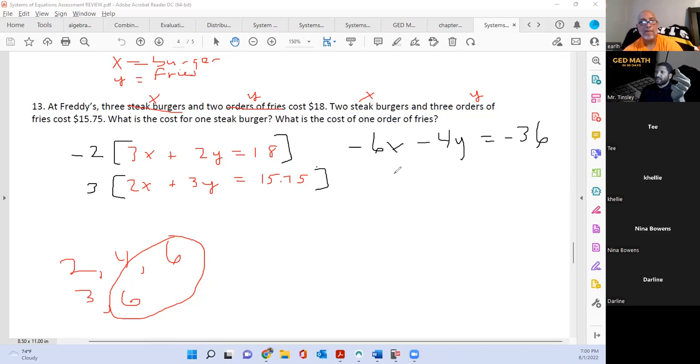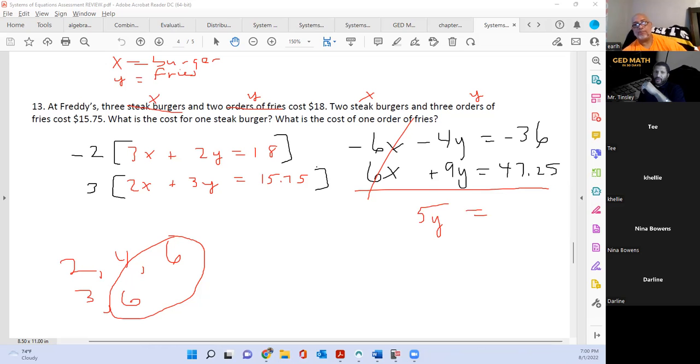And we bring this along, 6x plus 9y equal, what's 1575 times 3? So we got 45. And then 75 times 3 is 225. We add both of those up and we get 4725. So now we combine, let me change my color back to red. We combine both the equations, the 6x cancel, we get 5y. We're going to subtract 36 from 4725, we get 1125. And divide both sides by 5.